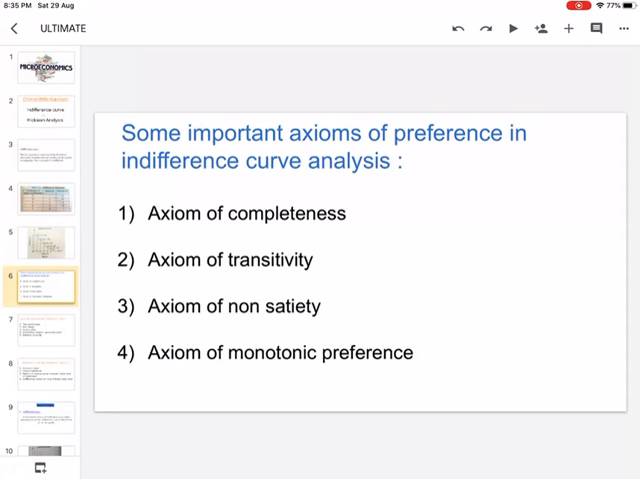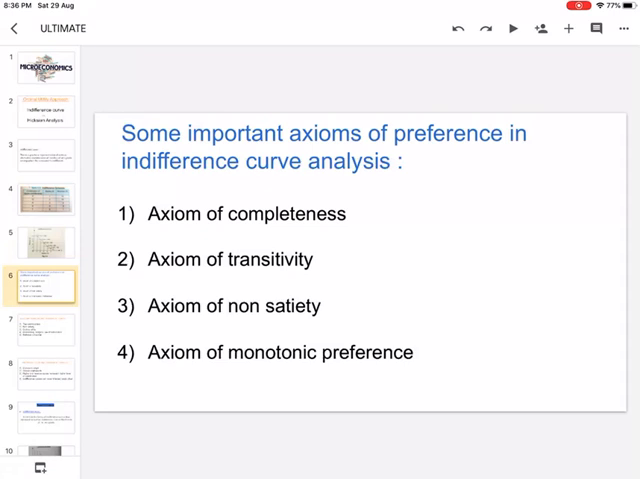Next axiom is axiom of transitivity. It means that if the consumer thinks that the first combination is at least as good as the second combination of goods, and the second combination is at least as good as the third combination, then the first combination is at least as good as the third one. It means that the consumer's preference is consistent or transitive.